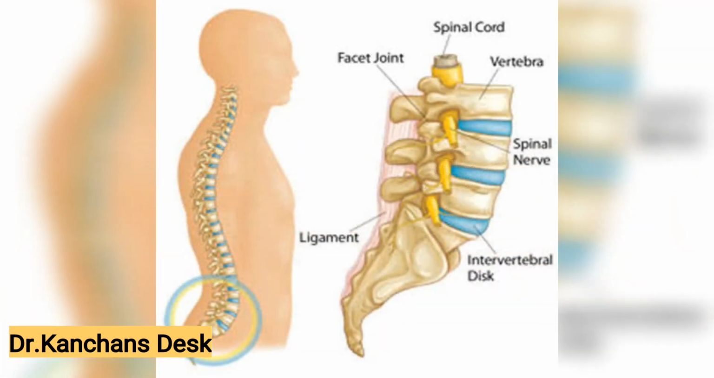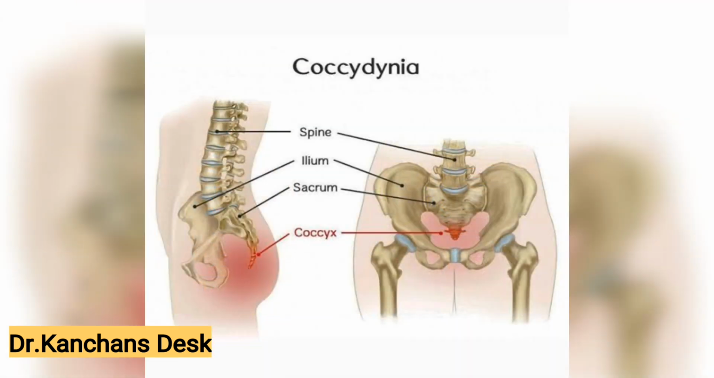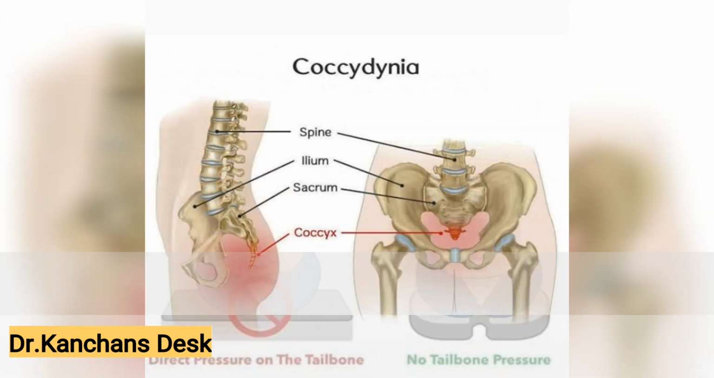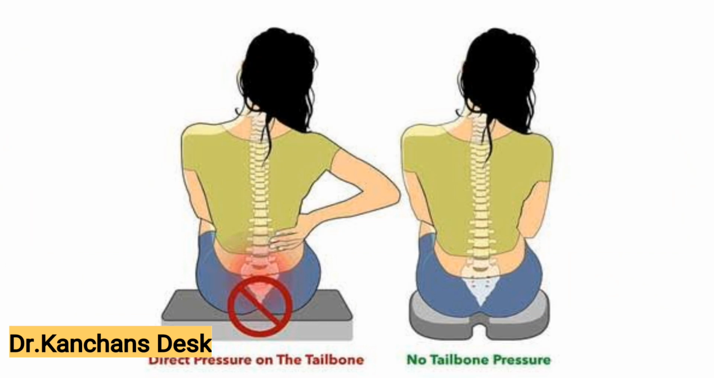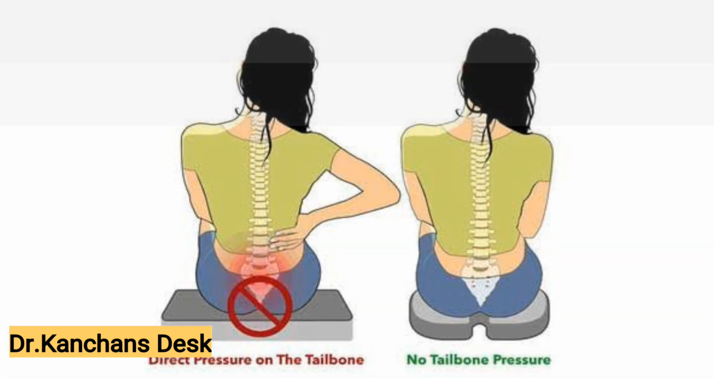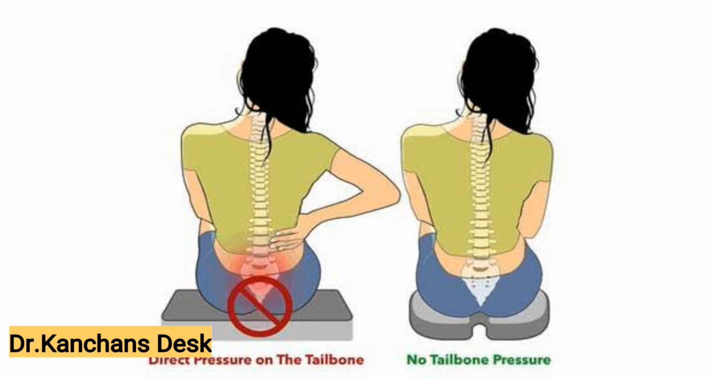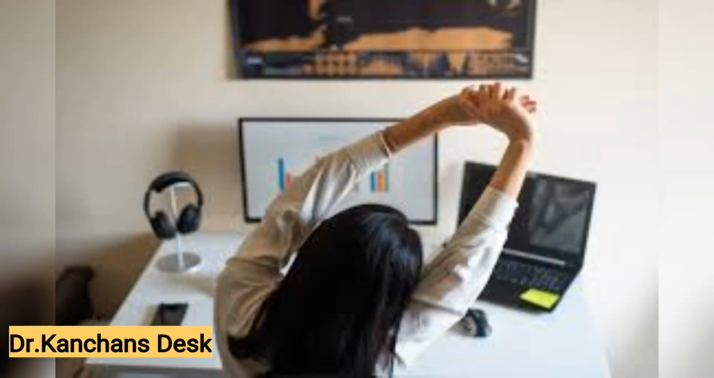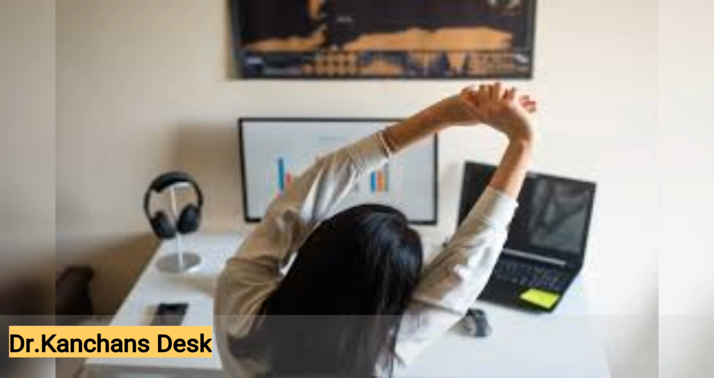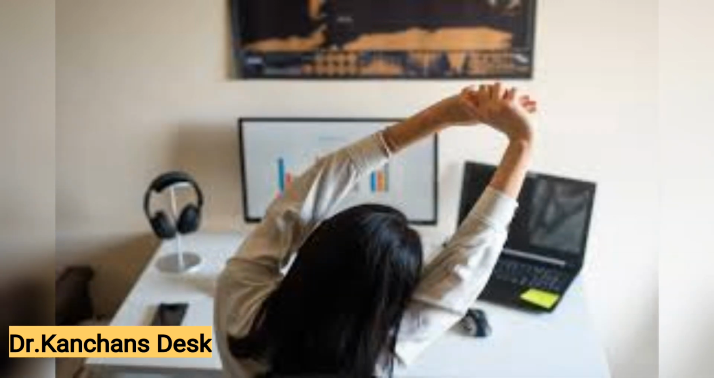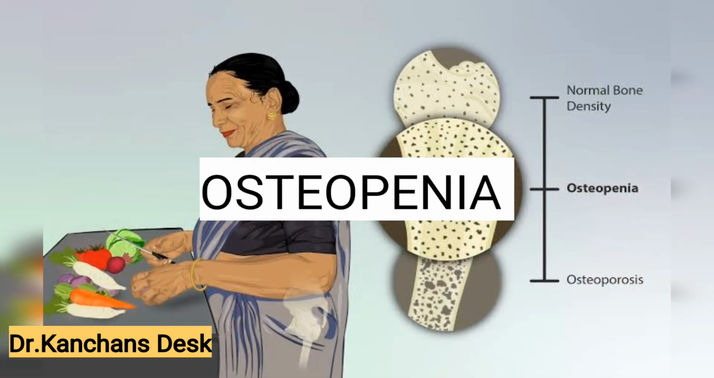Next, come to coccydynia. What is coccydynia? The pain at the tailbone. Why it gives trouble mainly to women? The causes are cycling, driving, sitting on the same seat for long. Please get up, walk, then come and work again. Never be in the same position for long.